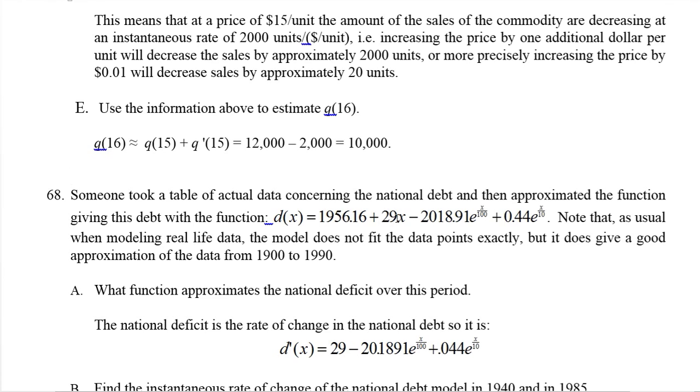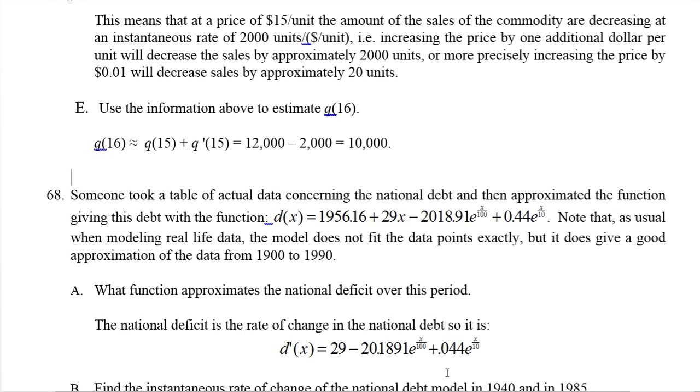The derivative of that constant term is 0, the derivative of this one's 29. Then this is that constant, e to the 100th x, and then we take the derivative of the 100th x, multiplies by 100, so it moves that decimal point over 2, so it's 20.1891. Plus, similarly, this is e to the x over 10 times 1/10 times the coefficient, makes this 0.044 e to the x over 10.